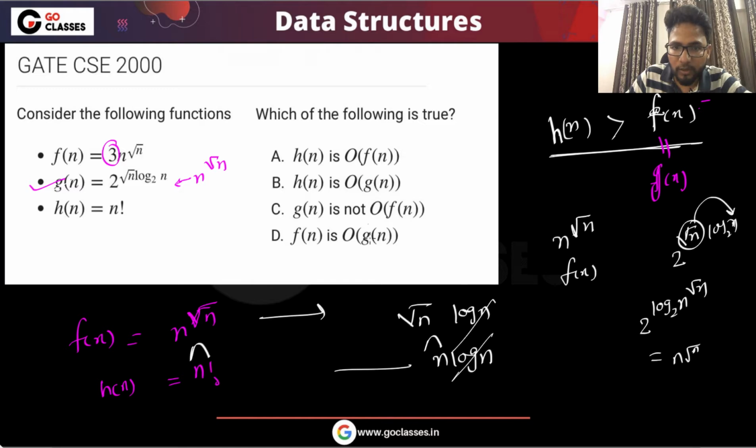Which of the following is true? If both are equal, then fn and gn both are equal, so you can say big O. Yes, you can say big O. What about hn? Hn should be inside this big O, so neither this is true, this is true. So D is the correct answer.